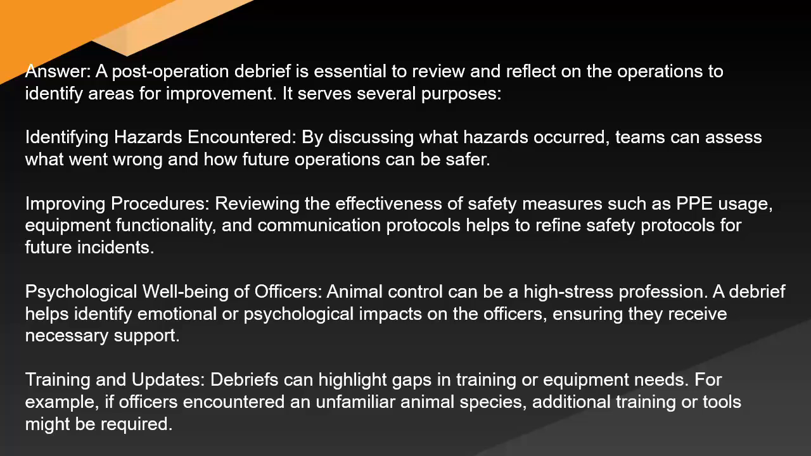Improving procedures. Reviewing the effectiveness of safety measures such as PPE usage, equipment functionality, and communication protocols helps to refine safety protocols for future incidents. Psychological well-being of officers. Animal control can be a high-stress profession. A debrief helps identify emotional or psychological impacts on the officers, ensuring they receive necessary support. Training and updates. Debriefs can highlight gaps in training or equipment needs. For example, if officers encountered an unfamiliar animal species, additional training or tools might be required.